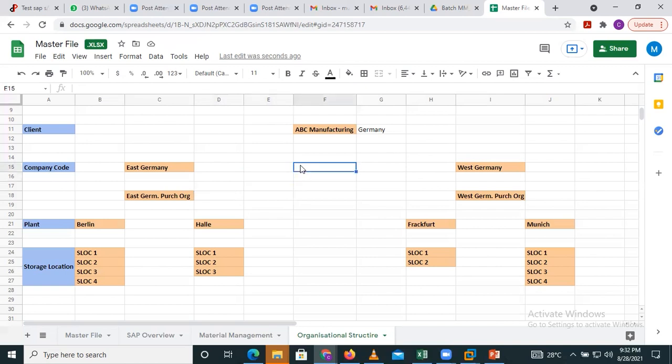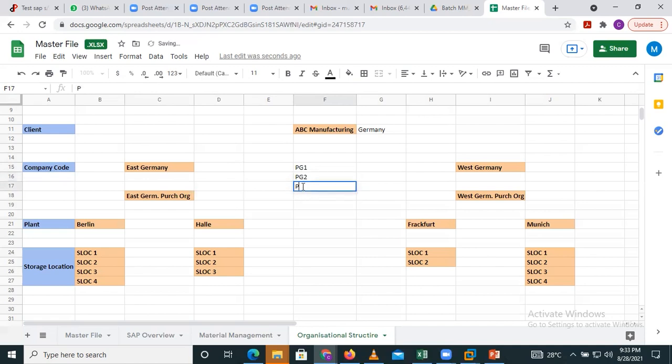Those are not assigned to any of your organization structure. So we cannot say that purchasing groups are under purchasing organizations or plant or storage location or company code. These are independent entities which are created at client level, the corporate group level, and responsible for purchasing activities.